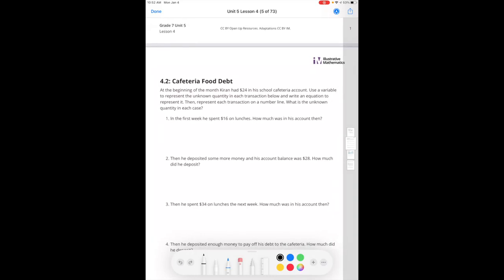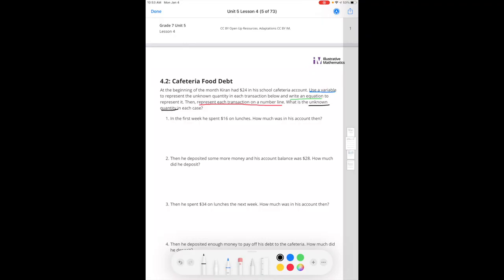2. At the beginning of the month, Chiron had $24 in his school cafeteria account. It says use a variable to represent the unknown quantity in each transaction below and write an equation to represent it. Then represent each transaction on a number line and then find what is the unknown quantity in each case. So we have to use a variable. We have to write an equation. Then we have to represent each transaction on a number line. And then we have to find the unknown quantity.